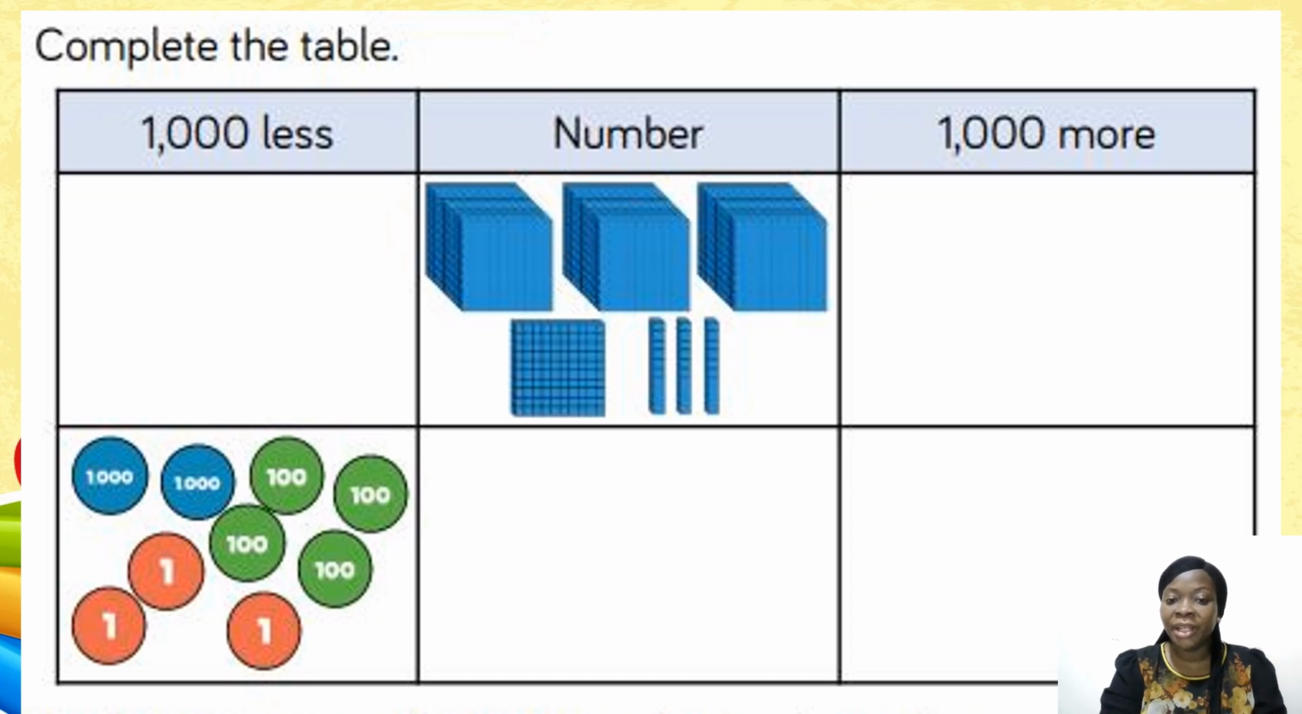Now here is a final one for you to have a go. 1,000 less, 1,000 more. This is the number using the base 10 representation. This is the 1,000 less using place value counters. So what will be the answers here?